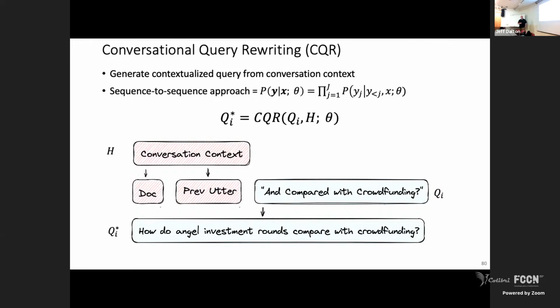This is a translation-based approach. It's a sequence-based translation where we're given the history and treating this as a generative approach, where we're going to try to generate that new target query.